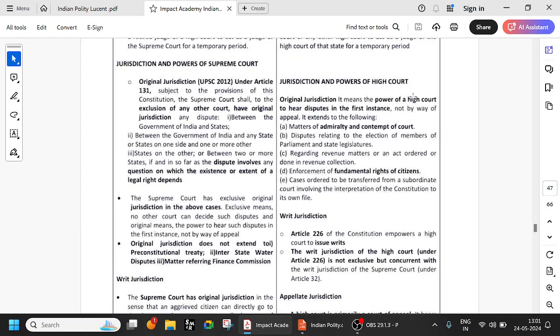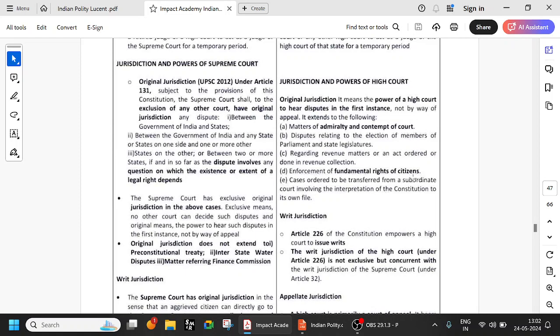Next, jurisdiction and powers of High Court. Original jurisdiction means the power of the High Court to hear disputes in the first instance, not by way of appeal. So, matters of admiralty and contempt of court, disputes relating to election of members of parliament and state legislature. So, election related matters of MLAs and MPs go to the High Court. Remember that. Regarding revenue matters or acts ordered or done in revenue collection.